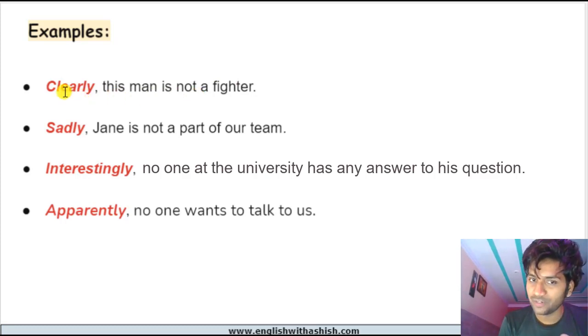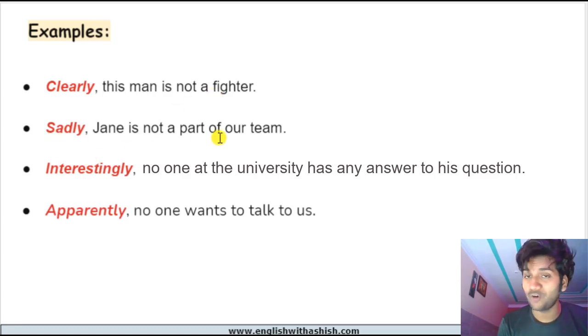And the sentence adverb is modifying this entire situation, passing a comment on it. This man is not a fighter, and this entire situation is clear to the speaker. So in other words, it is clear that this man is not a fighter. It's clear. That's the take the speaker has.